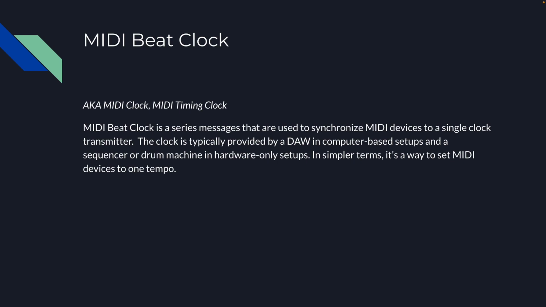MIDI beat clock, aka MIDI clock or MIDI timing clock, is just different depending on who's talking about it, manufacturers and such. But these are the common ones. MIDI beat clock is a series of messages that are used to synchronize MIDI devices to a single clock transmitter. The clock is typically provided by a DAW in computer-based setups. So in Pro Tools, we're going to have Pro Tools generate our MIDI beat clock, or a sequencer or drum machine in a hardware-only setup. So I can have a sequencer or a drum machine be generating the MIDI beat clock. In simpler terms, it's a way to set MIDI devices to one tempo.